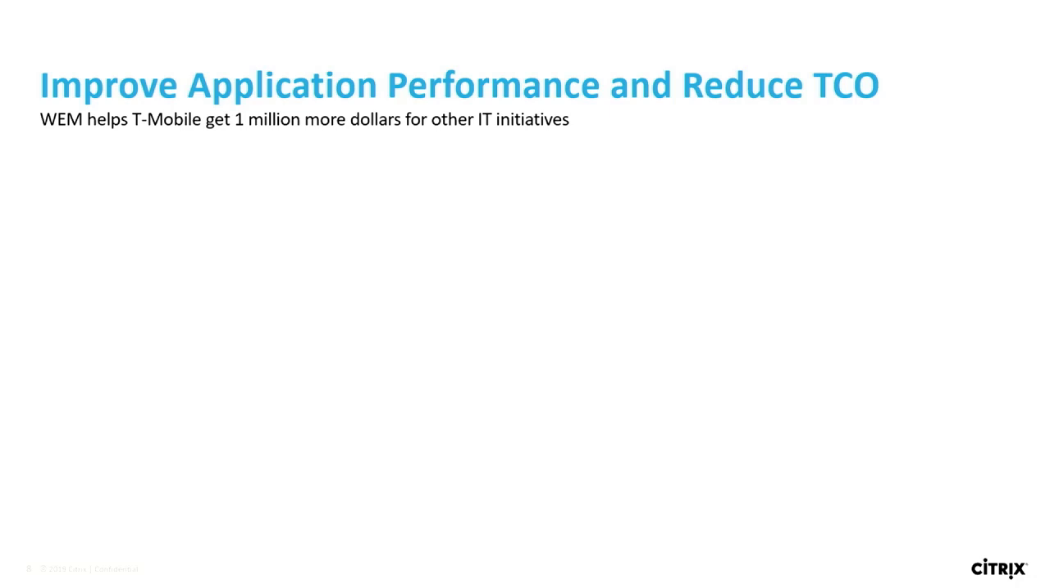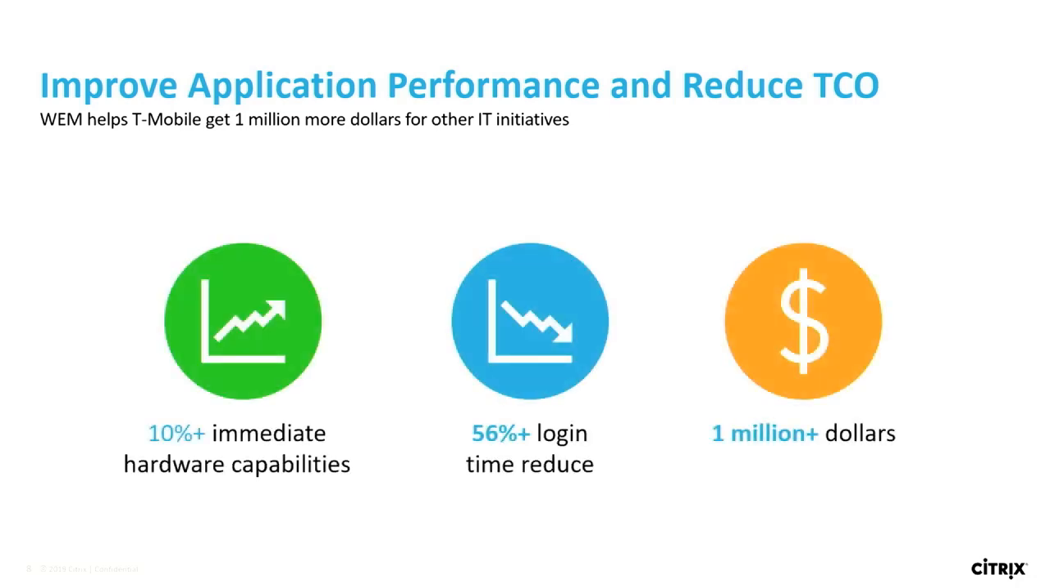So I just want to use one example from our real customer to explain further about the application performance optimization in WEM. This is actually from T-Mobile. They have a big deployment of WEM today on their VDI environment and also on their RDS environment. This is the data for the first month when they deployed WEM. By just deploying WEM into their environment, doing nothing but the optimization, they immediately saw a 10% hardware capability increase, 10%.